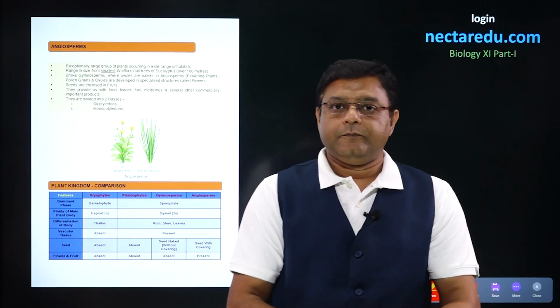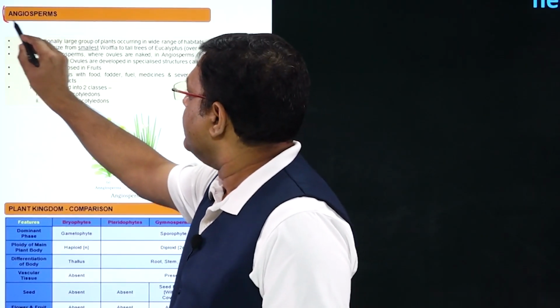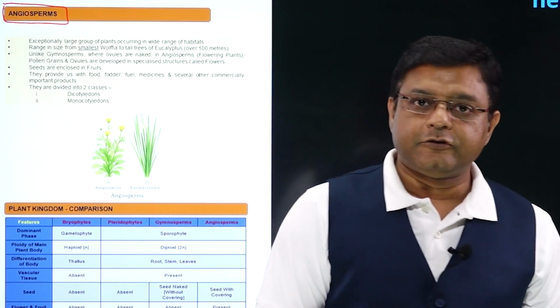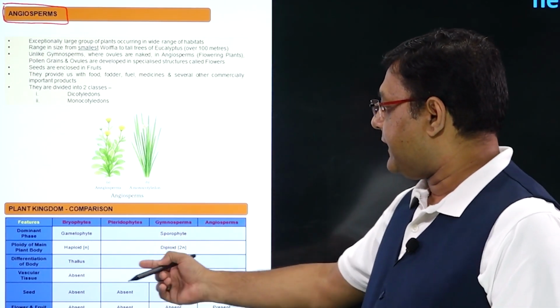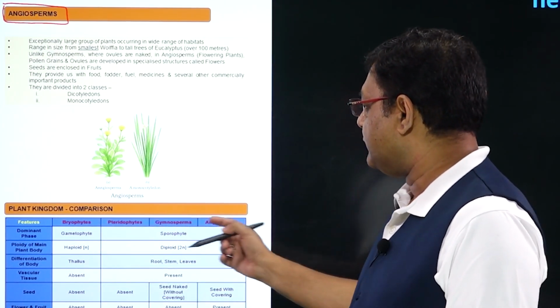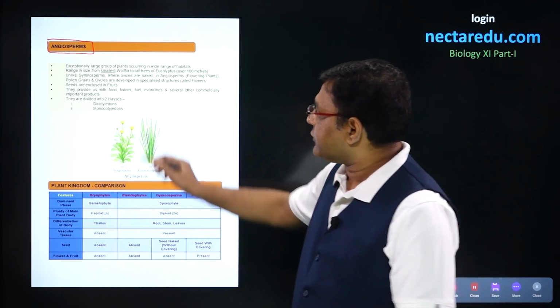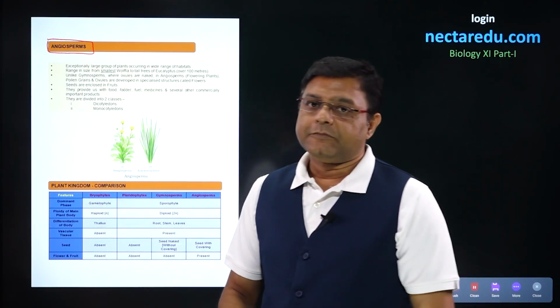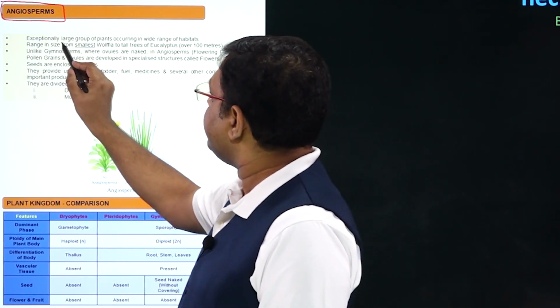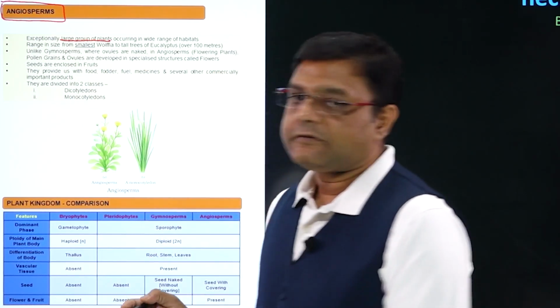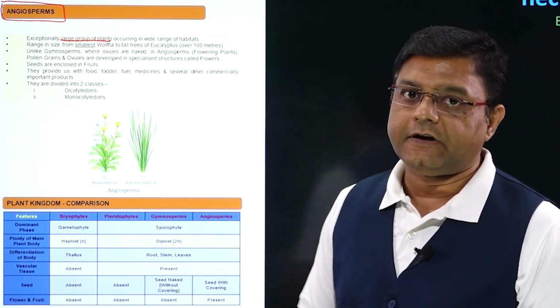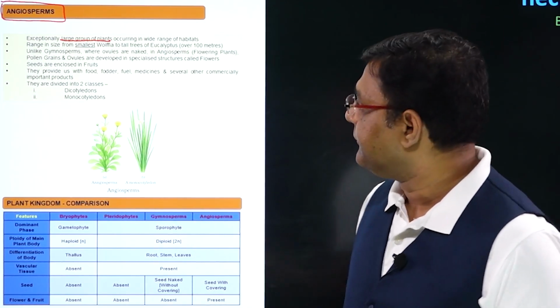In this particular video, we will look into a brief description of angiosperms. Also, we will compare bryophytes, pteridophytes, gymnosperms and angiosperms in various features. Now, talking about the angiosperms, angiosperm is a very large group of plants. Obviously, this is the highest in evolution in the plant kingdom.